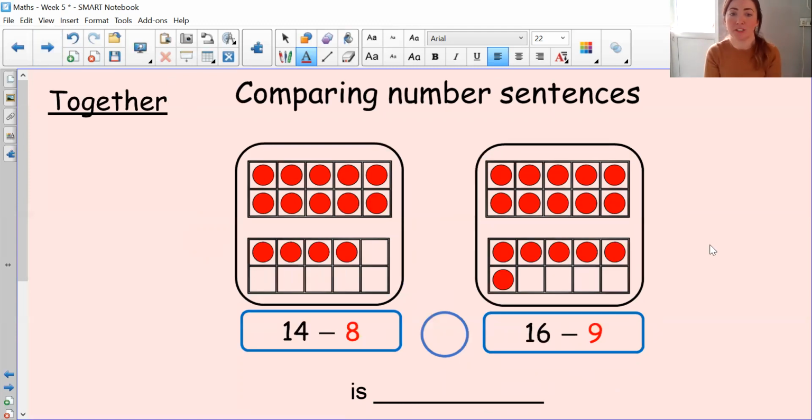Okay, let's have a go at this one together. So this time we've got subtractions. So we're not adding this time, we are subtracting. Can you pause the screen here to have a go at this, and then we'll come back to check if you were right.